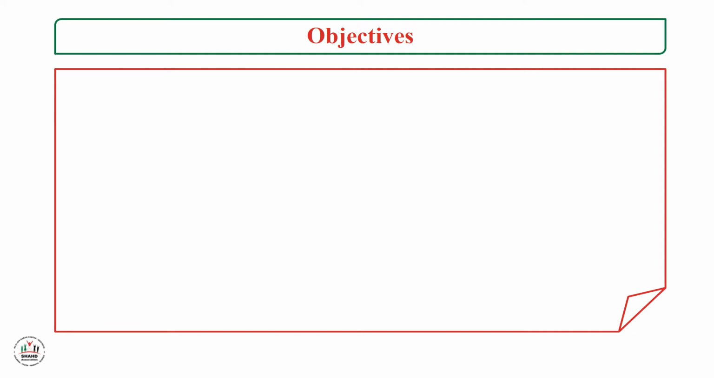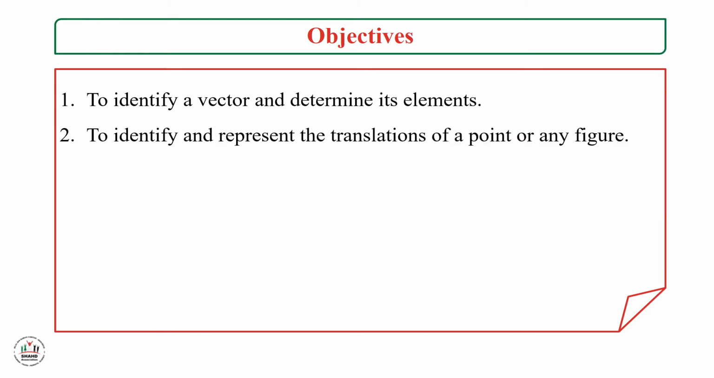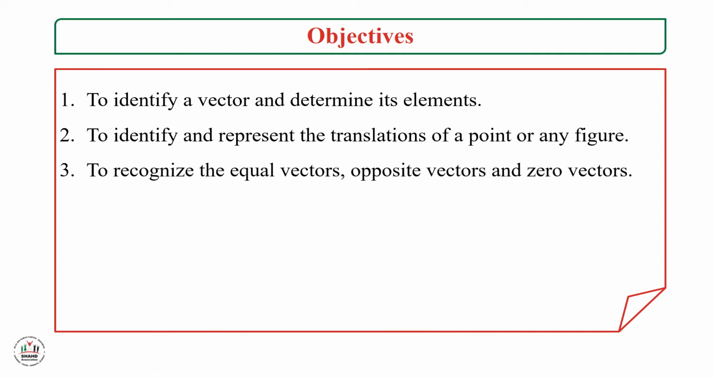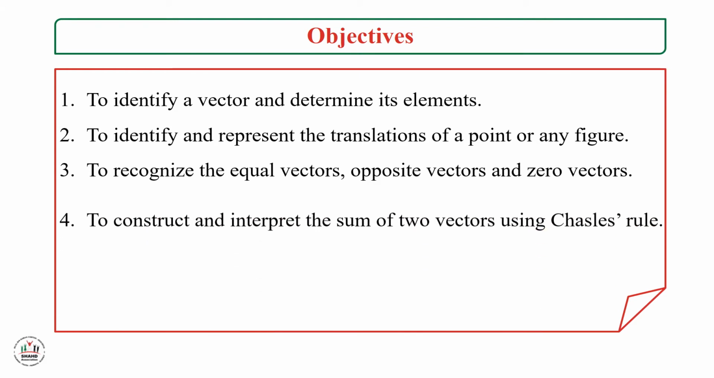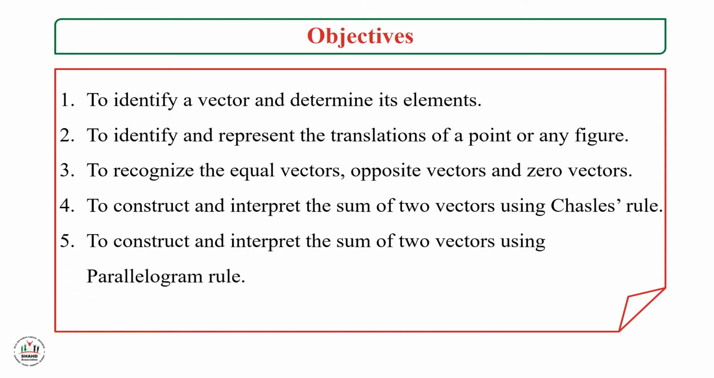The objectives of this lesson are to identify a vector and determine its elements, to identify and represent the translations of a point or any figure, to recognize the equal vectors, opposite vectors, and zero vectors, to construct and interpret the sum of two vectors using Chasles rule, and finally to construct and interpret the sum of two vectors using parallelogram rule. Let's get started.